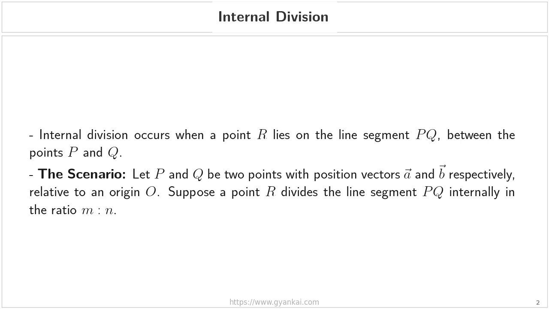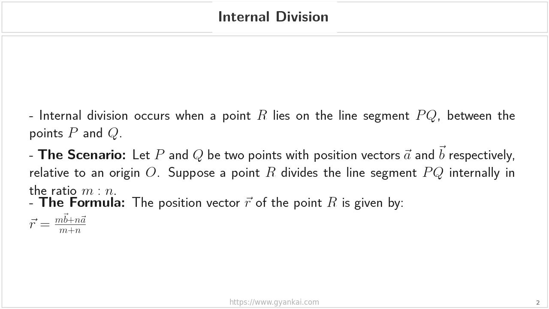Imagine we have 2 points, P and Q. We represent their positions using position vectors, which we'll call vector A for point P, and vector B for point Q, both measured from an origin. Now, suppose there is a point R that divides this line segment PQ internally into a specific ratio, which we write as m to n.